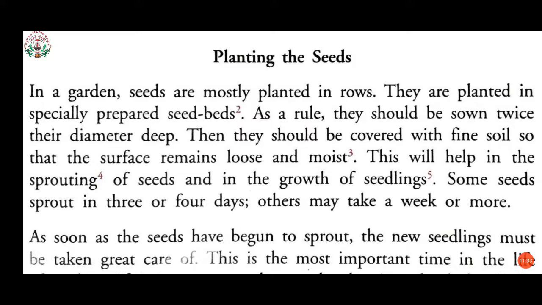The moisture which the soil contains helps the seeds in sprouting, that is, beginning to grow. It starts growing and then changes to young plants, meaning the growth of seedlings, as you can see. After sprouting of seeds, the process changes it into seedlings. Some seeds sprout in 3 or 4 days while others take much more time, a week we can say, or more than a week.